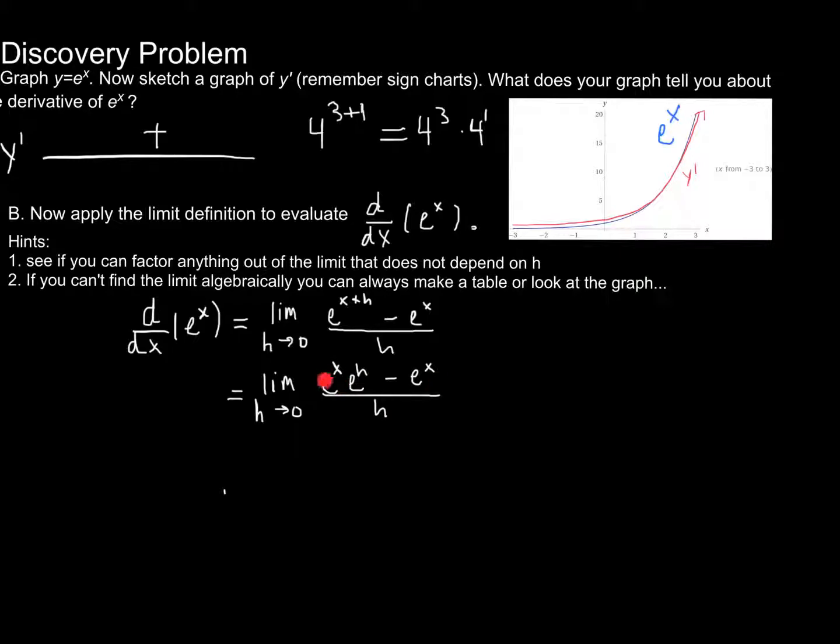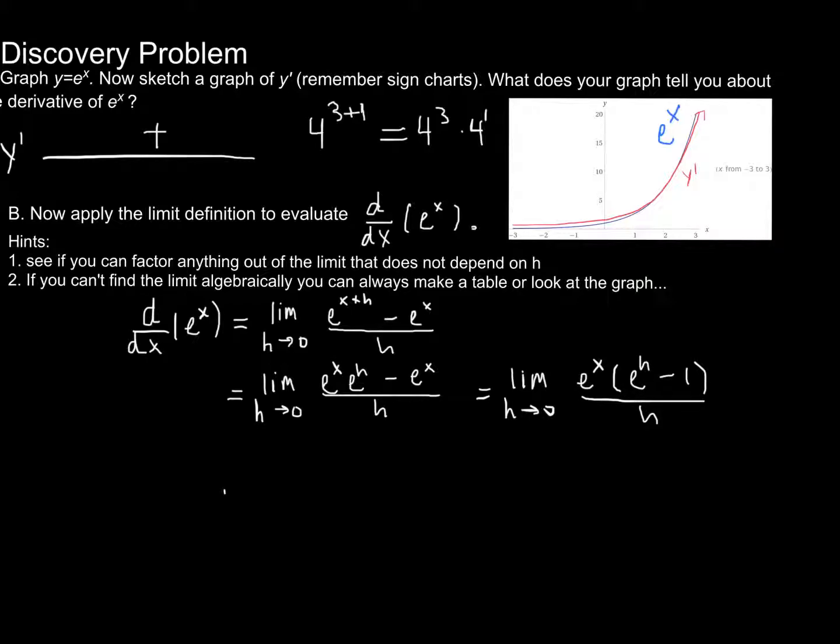And in fact, we can. This term has an e to the x, and this term has an e to the x. I'm going to go this way so we have more space. So that'll be e to the x times e to the h minus 1 over h.